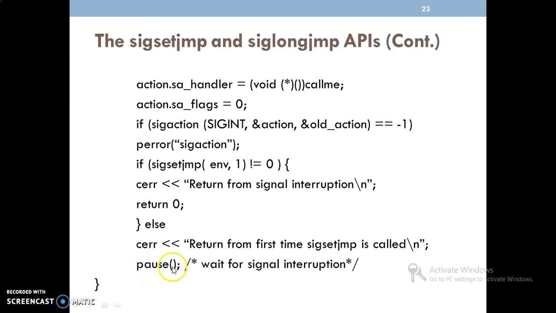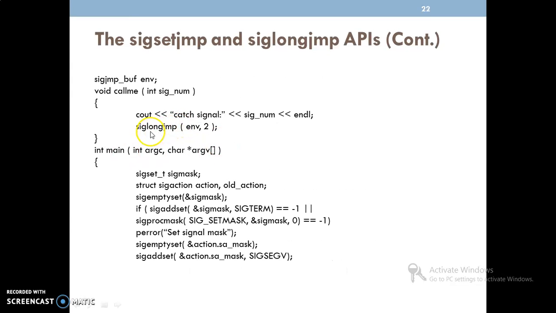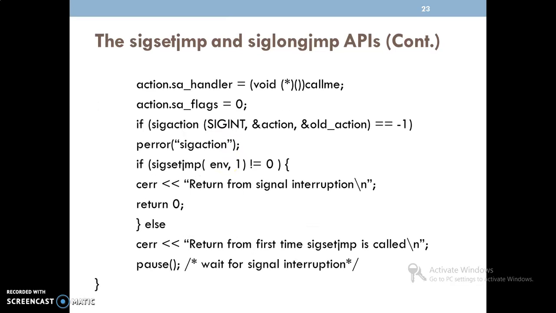Once pause is executed, the control is transferred to the user-defined function, here and this one. In this case, as we know, when this statement is executing, the return value should be 2. So once again we are executing the same part, but this time the sigsetjmp statement is executed. The return value is 2. 2 is not equal to minus 1, and this statement, 2 is not equal to 0, is a true condition. So the return from signal interruption statement is executed here.